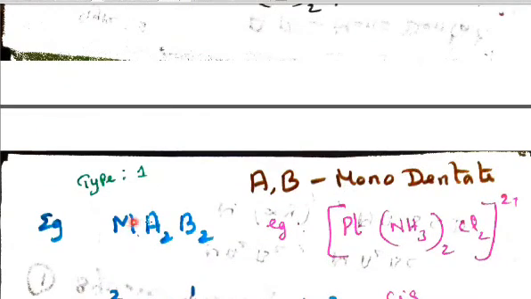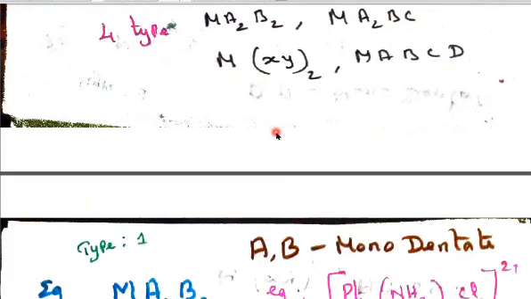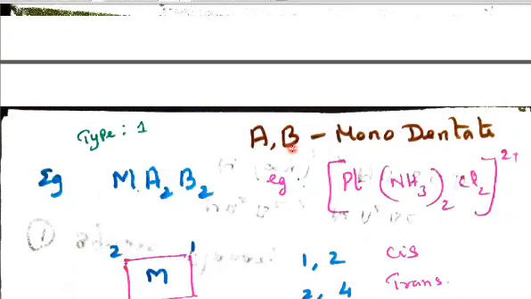Type 1: M A2 B2. A and B are nothing but monodentates. Here I said these are monodentates. X, Y are called bidentate. So the letters A and B show monodentate. Example: M for Pt, platinum, A2 for NH3 twice, B2 for Cl2. The whole charge is 2+.